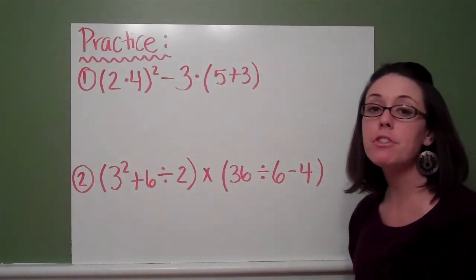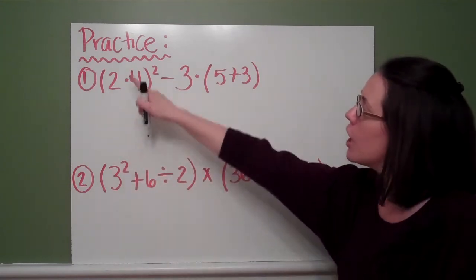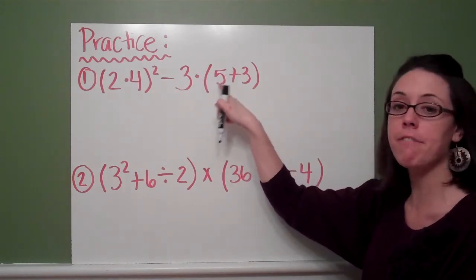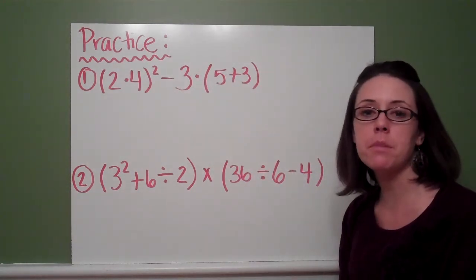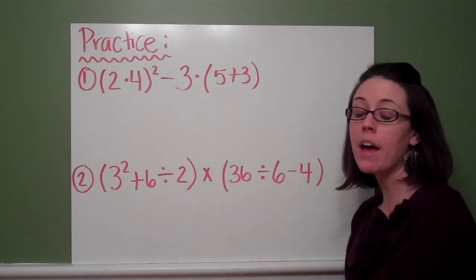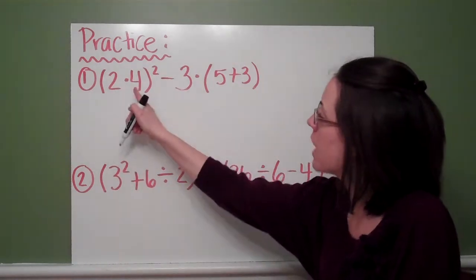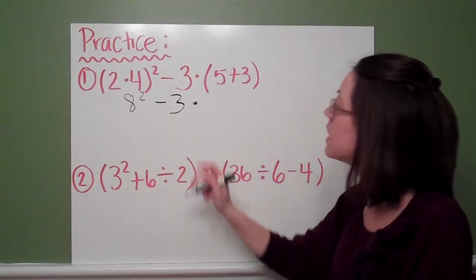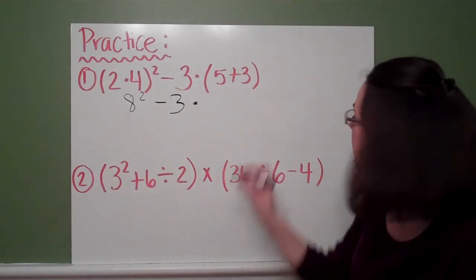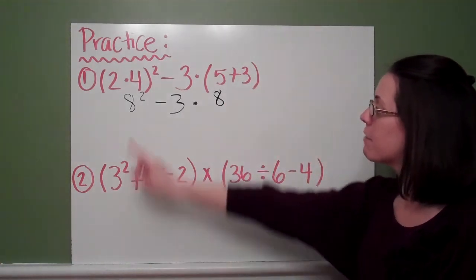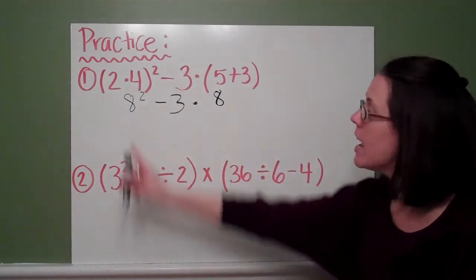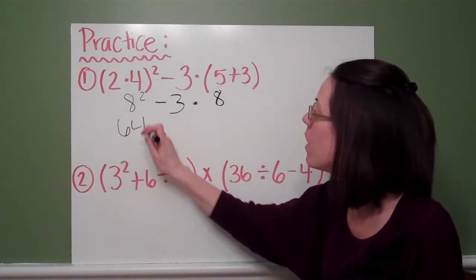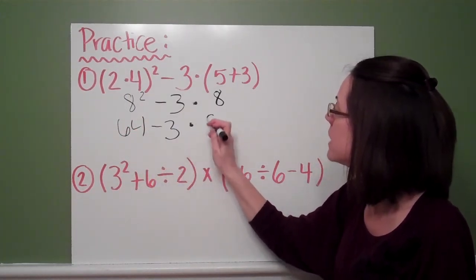Practice problems. We now have 2 practice problems that we are going to do. Parentheses 2 times 4 squared minus 3 times the quantity 5 plus 3. Here we have 2 sets of parentheses. We're going to start our way on the left, working to the right. 2 times 4 is 8 squared minus 3 times, do our parentheses, 5 plus 3 is 8. Here we're left with exponents, subtraction, and multiplication. Exponents, 8 squared is 8 times 8, which is 64, minus 3 times 8.